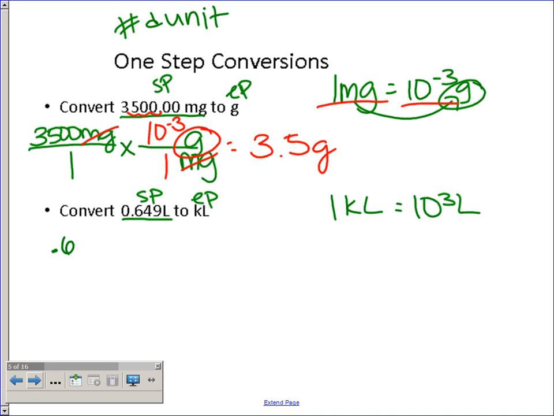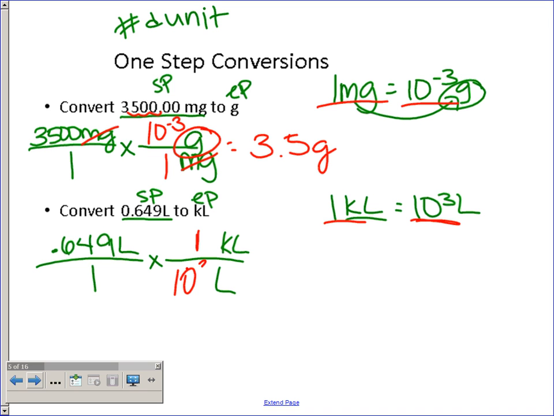Take your starting point, 0.649 liters over 1, and then look at your equivalence measure. I have liters and I have kiloliters. I know liters has to go on the bottom, which means the only other unit, kiloliters, has to go on the top. Look and see what's married to what. 1 is married to kiloliter, so it plugs in front of kiloliters. 10 to the third is married to liters, so it plugs in for liters.